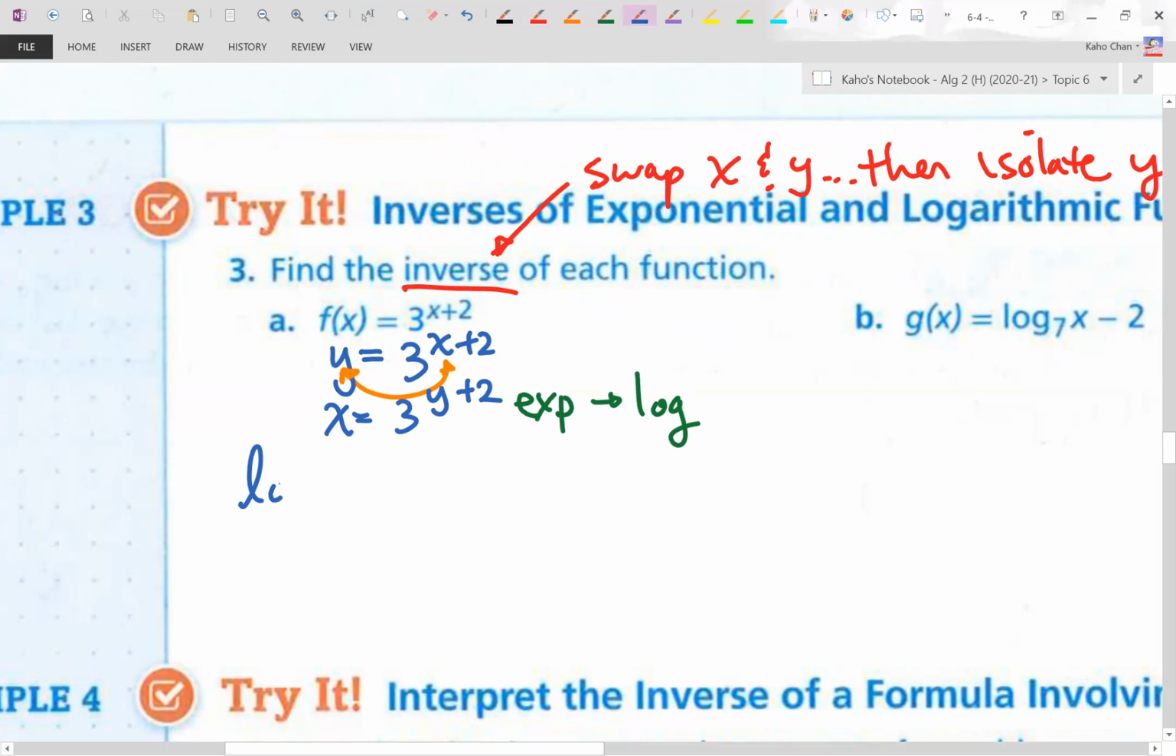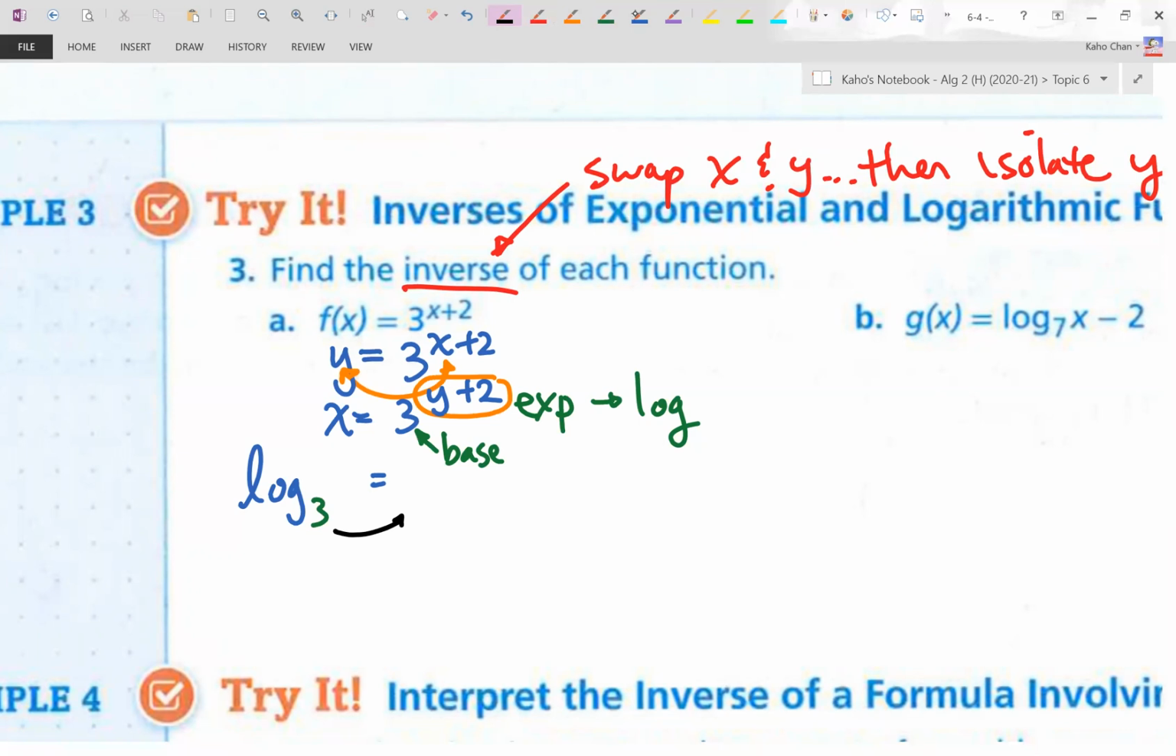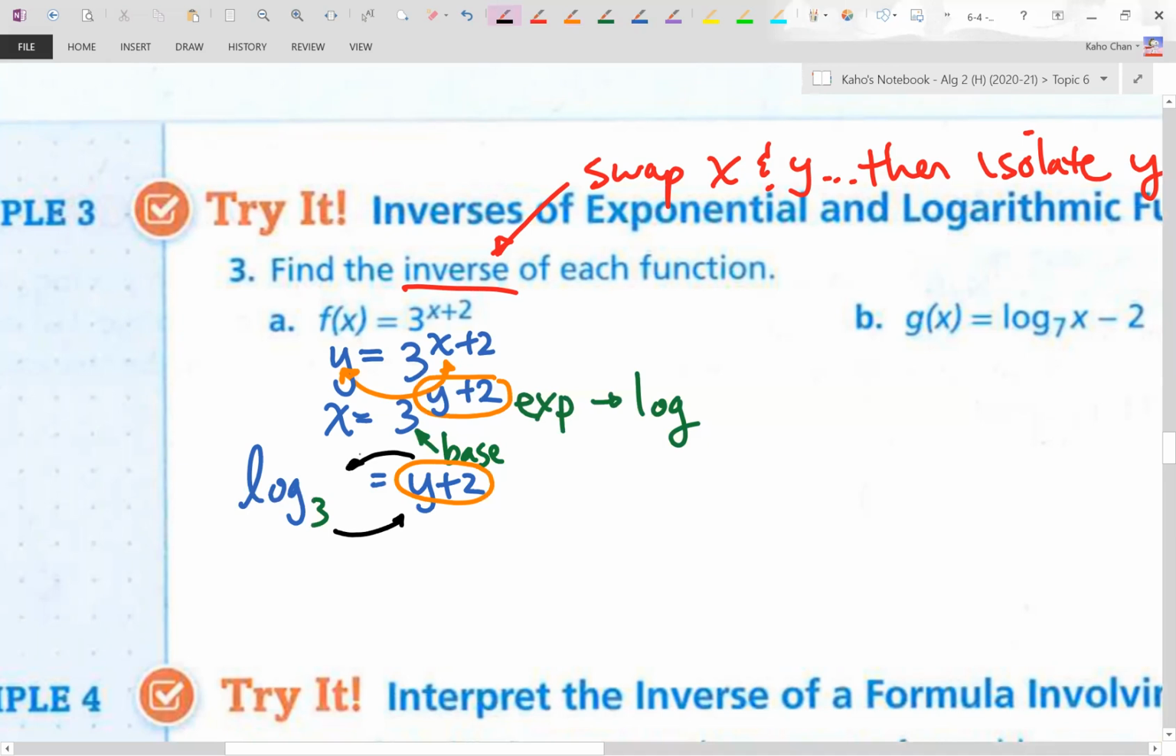Ready? Write down log first, and then equals. The base is the number by itself, right? The little guy right there. That's the base. Put it right there. To the power of y plus 2. The power is on the other side of the fence. Oh, did I say x plus 2? I meant y plus 2. Boom, there it is. And that equals x. So the boomerang comes back to that. Hey, look at that. Log base 3 of x equals y plus 2.